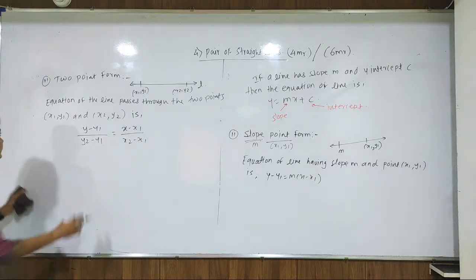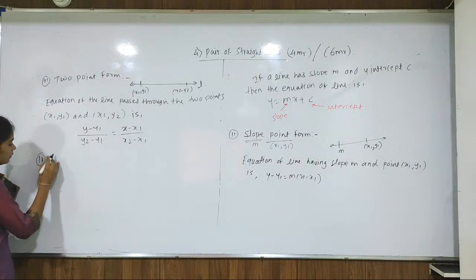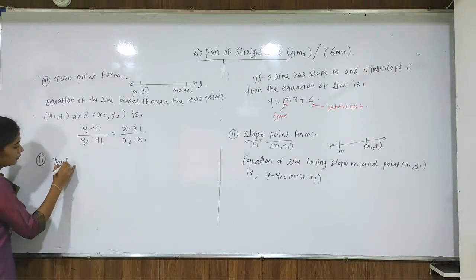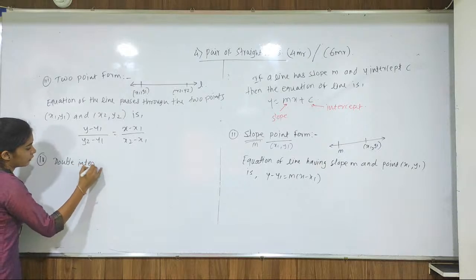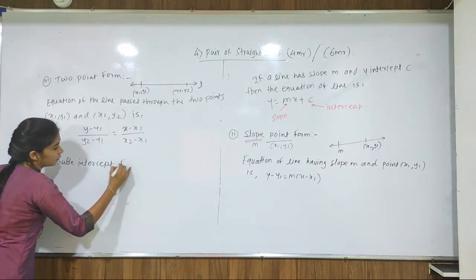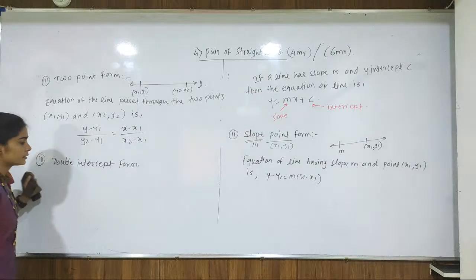Okay, now next, the fourth one is double intercept form. Double intercept form.